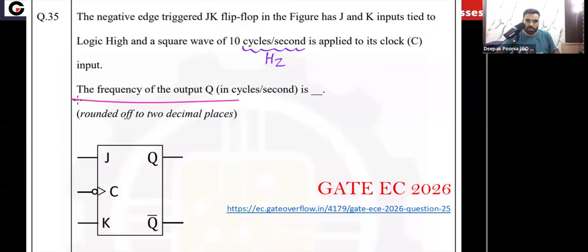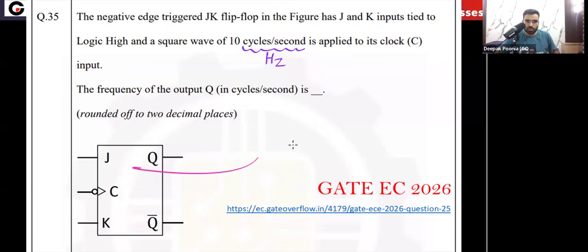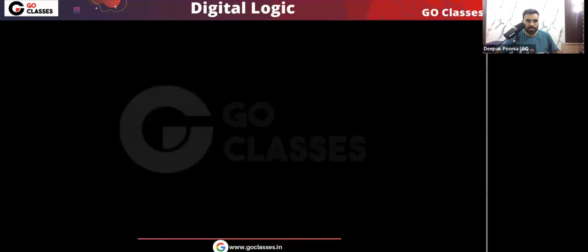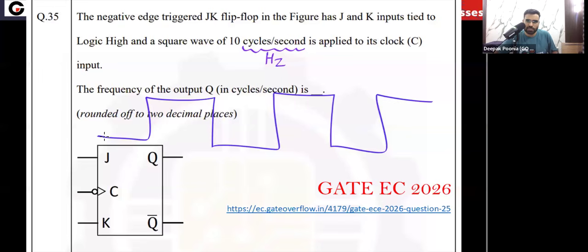The question is asking for the frequency of the output Q in cycles per second. So a square wave with frequency 10 hertz is applied at the clock input, and we need to find the frequency of the output Q. This is actually a very easy question. Let's assume that on this clock input some square waveform is applied. We already know what a clock signal is: a continuous oscillating signal between level 0 and level 1.